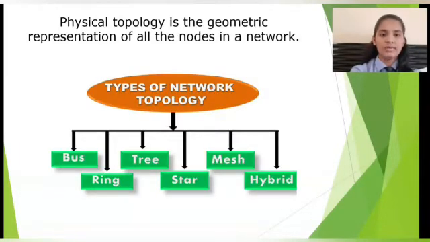There are 6 types of network topology. First one is bus, second one is ring, third one is tree, fourth one is star, fifth one is mesh, and sixth one is hybrid.